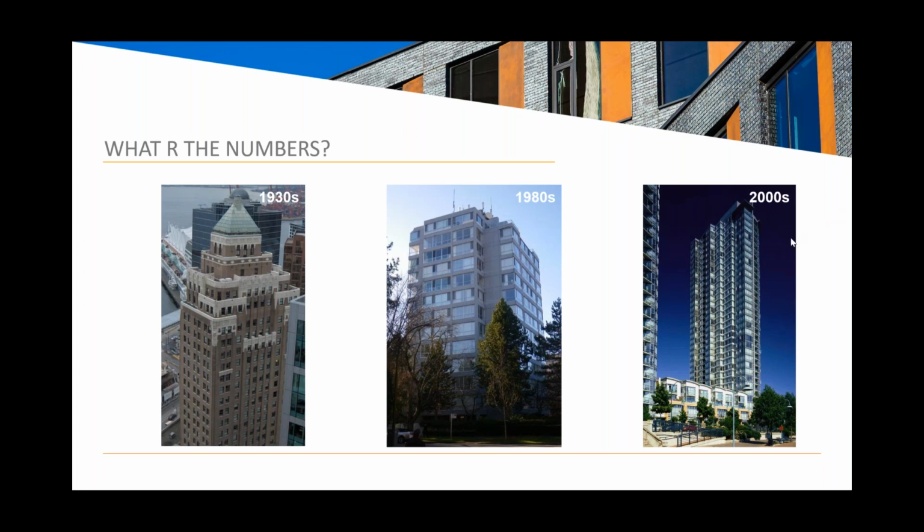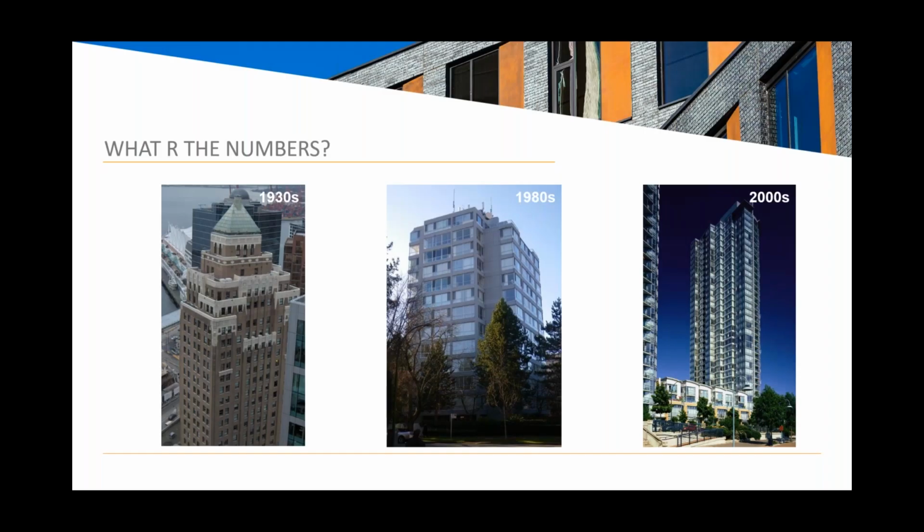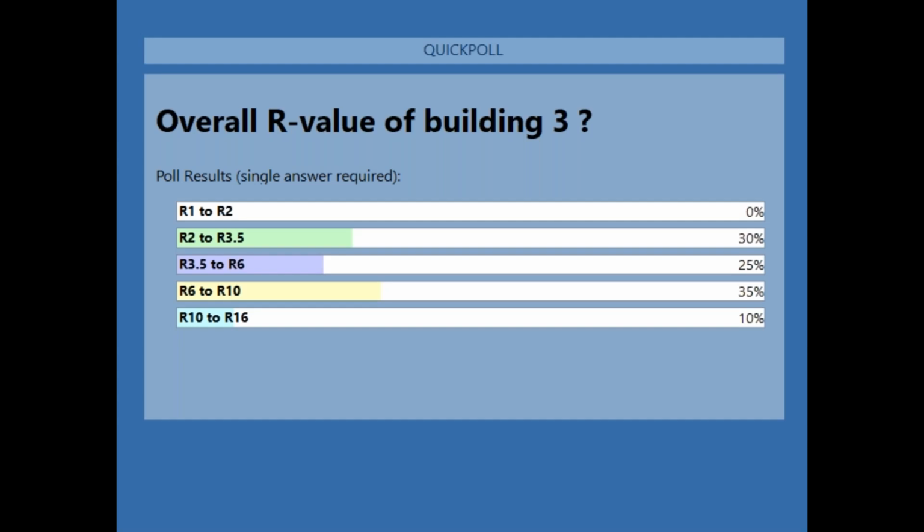And I will launch that poll now. So please go ahead and enter your guess for building number 3. Very glazed building, double glazed, thermally broken aluminum frame window wall. Okay, looks good. A couple more seconds for those last few to enter their vote, their answer. And I will share the results here.